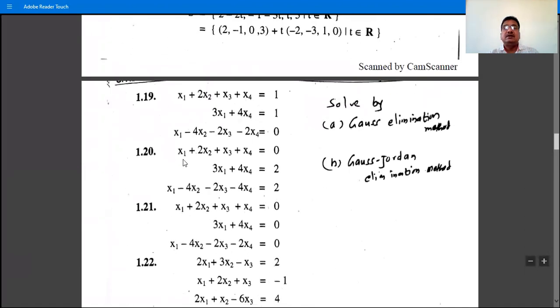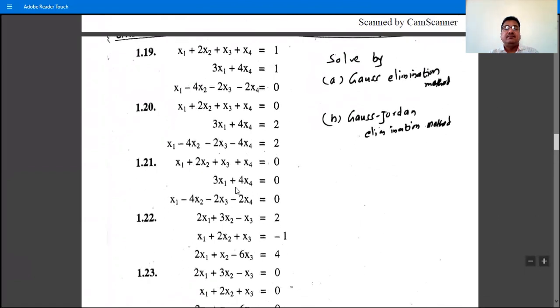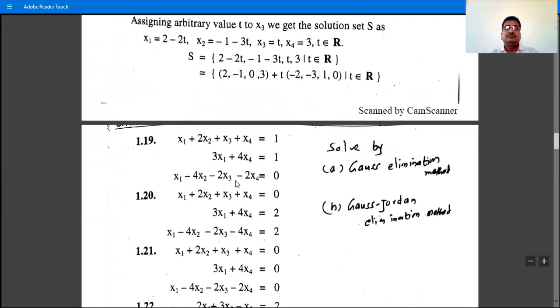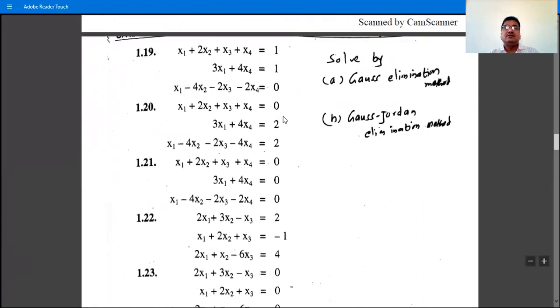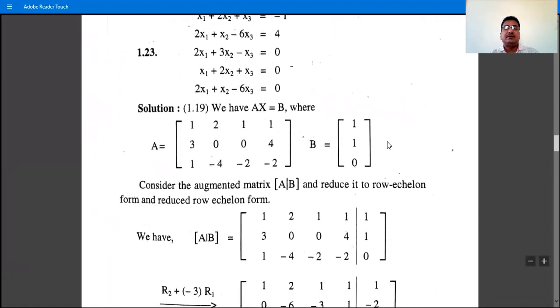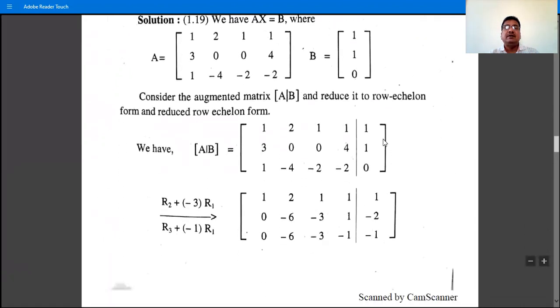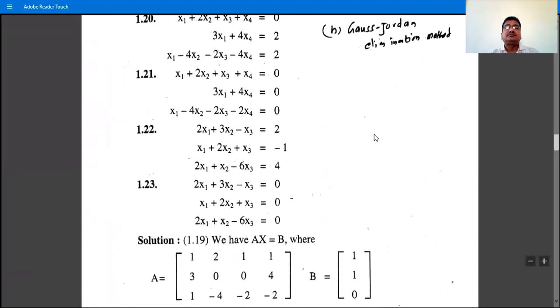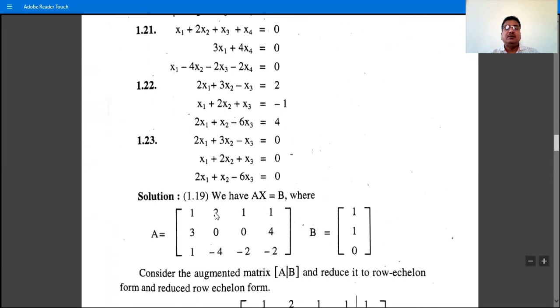So these are some examples for homework. Solve all these examples by using the Gauss elimination method as well as the Gauss-Jordan elimination method. So answers are also given. The answer of 1.19.